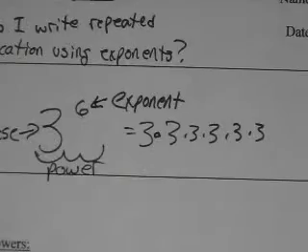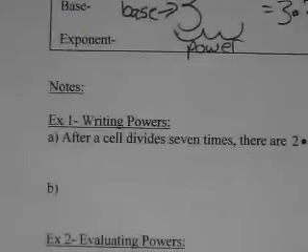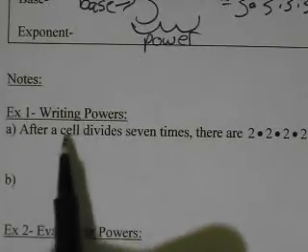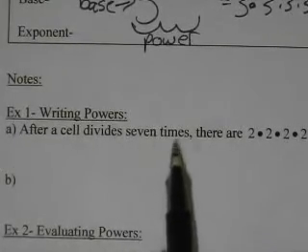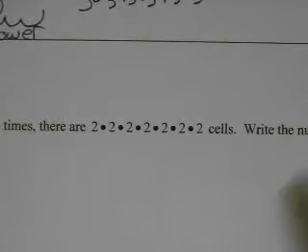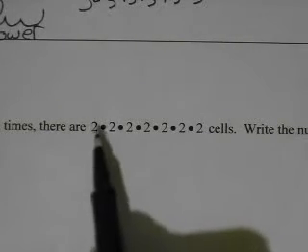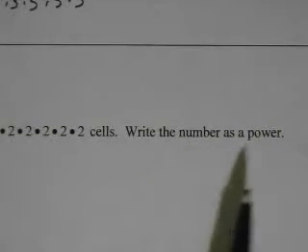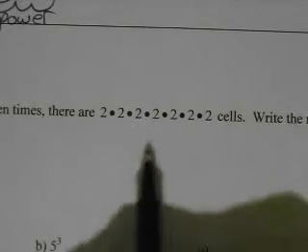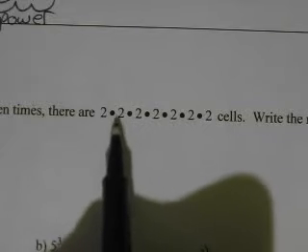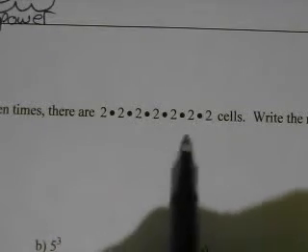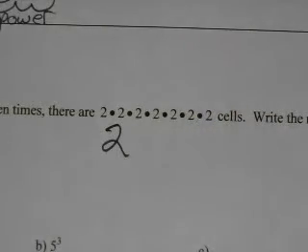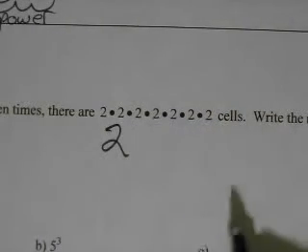Okay, so we're going to practice a little bit of this. Let's start with example 1a. It says, after a cell divides 7 times, there are a whole bunch of 2's multiplied together cells. Write the number as a power. So, first off, the base. Well, since this 2 is being repeated over and over and over again, that is our base. The base is 2. But how many 2's are there?